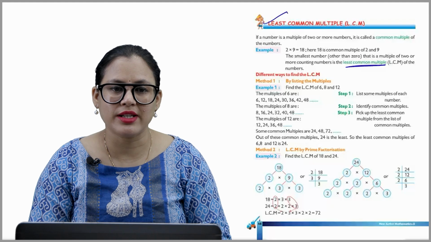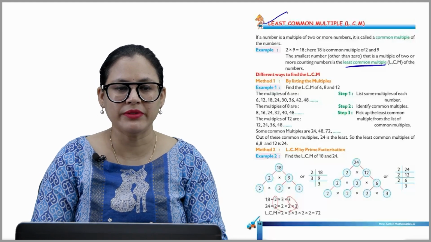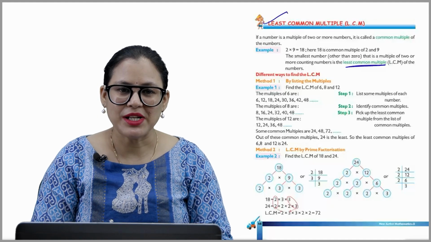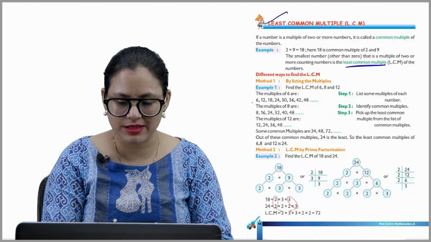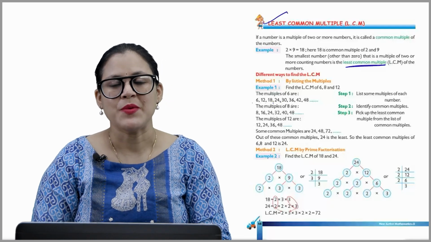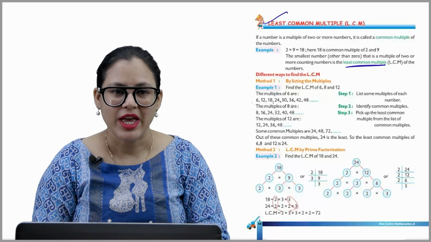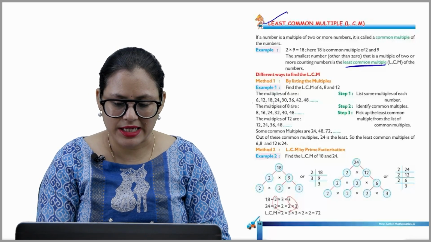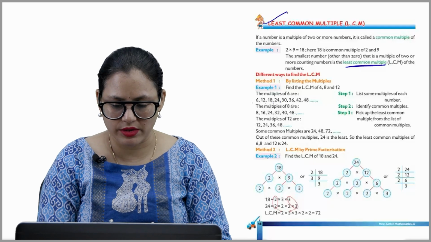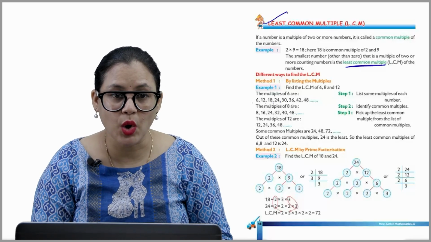Different ways to find the LCM. Method 1, by listing the multiples. Example 1, you have to find out the LCM of 6, 8 and 12. The multiples of 6 are 6, 12, 18, 24, 30, 36, 42, 48 and so on, because multiples are endless, infinite in number. The multiples of 8 are 8, 16, 24, 32, 40, 48, and the multiples of 12 are 12, 24, 36, 48 and so on.